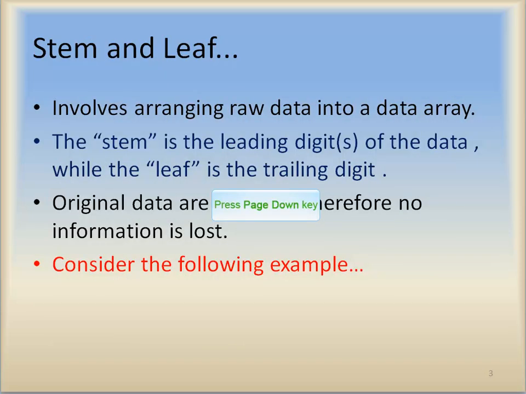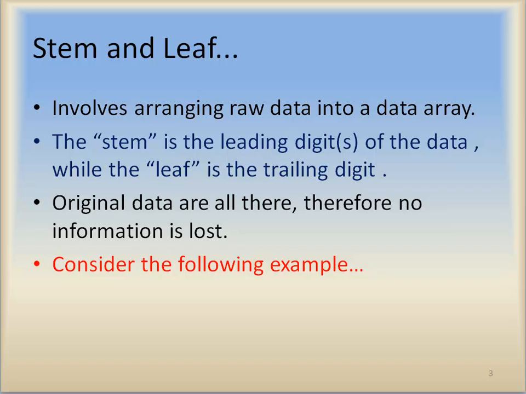Okay. Now let's move on to the stem and leaf. As I said earlier, data arrays are highly important, and the first thing when dealing with stem and leaf displays is you arrange the raw data into a data array, either from highest to lowest or lowest to highest. The stem is the leading digit or the leading digits of the data, while the leaf is the trailing digit. The important thing about stem and leaf is that all the raw data are still there. No information is lost, so you can always go back to the previous data.